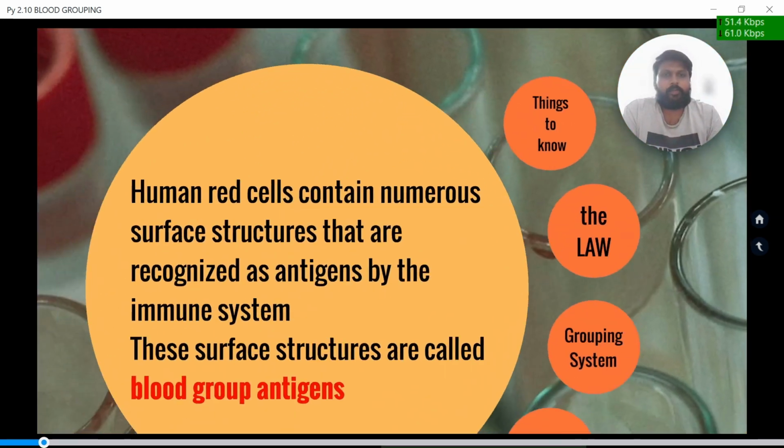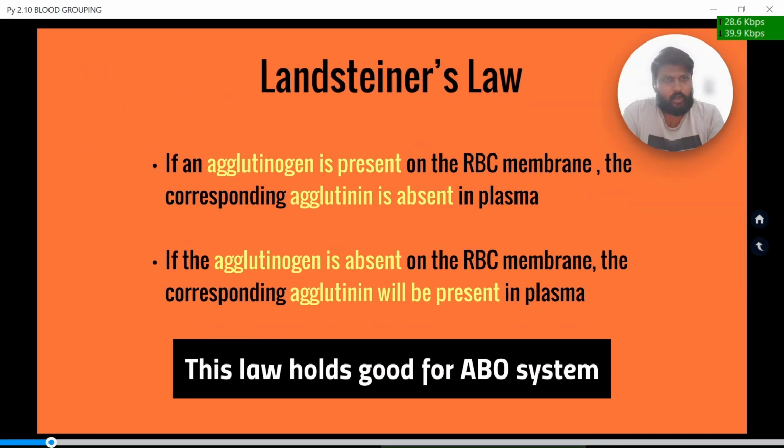Right. So, coming to the Landsteiner law. Carl Landsteiner, in 1900, when he discovered this blood grouping, gave us a set of laws, which is basically two laws. So one: if an agglutinogen, which is antigen, is present on the RBC membrane, the corresponding agglutinin, which is the antibody, is absent in the plasma.